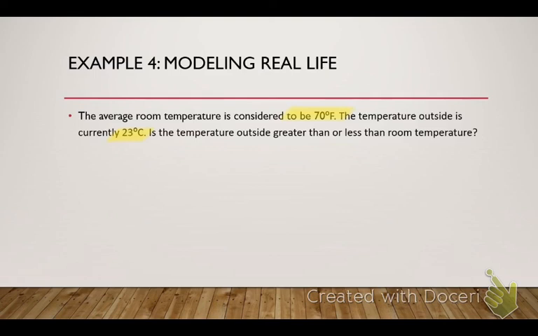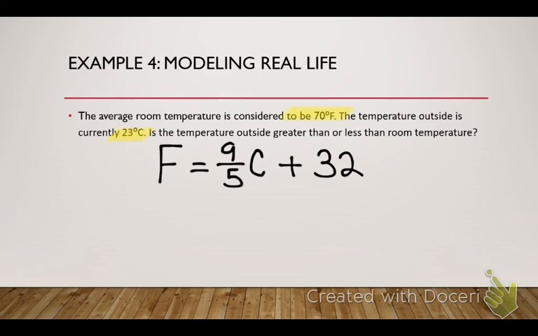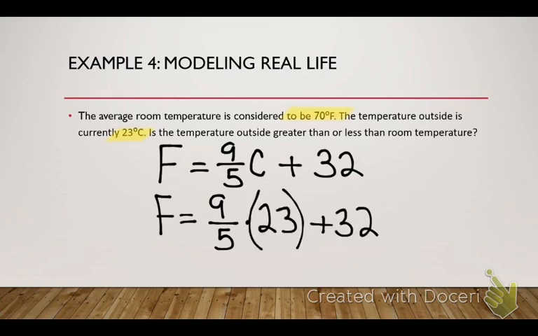So if I want to convert Celsius to Fahrenheit, I use my F equals formula. F equals 9/5 C plus 32. Do you see how I decided which formula to use? That's the most important part. Because I'm going Celsius to Fahrenheit, I need to use my F equals, because I need to know what 23 degrees Celsius is in Fahrenheit. F equals 9/5 times my Celsius temperature that I'm converting. What is the Celsius temperature that I'm converting? 23. Plus 32. Here's where it gets really easy.